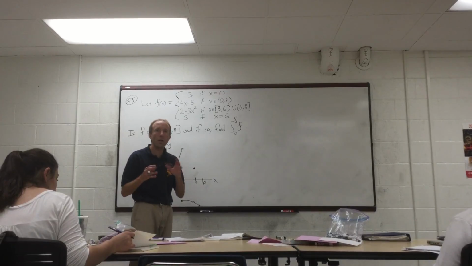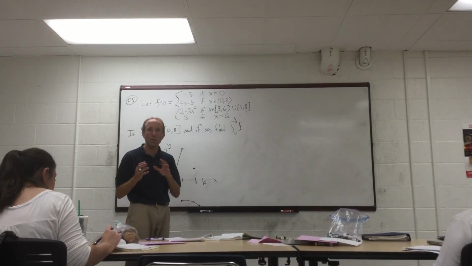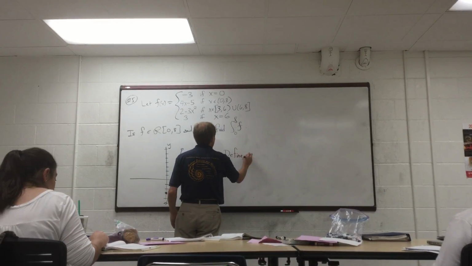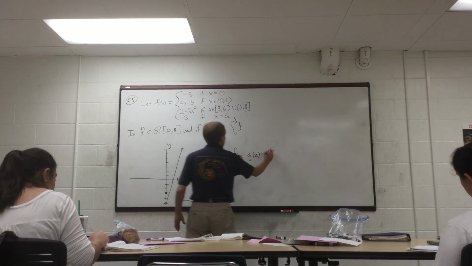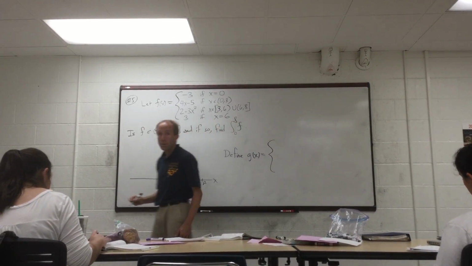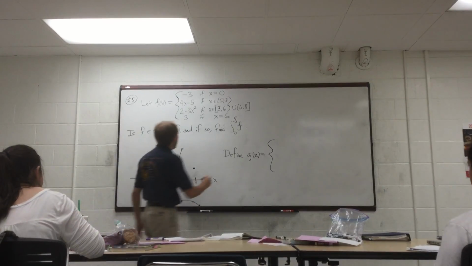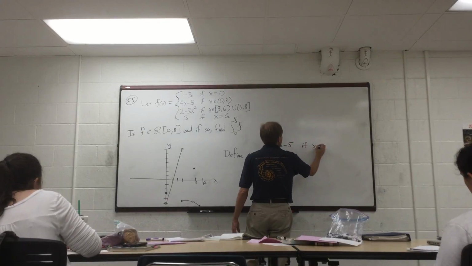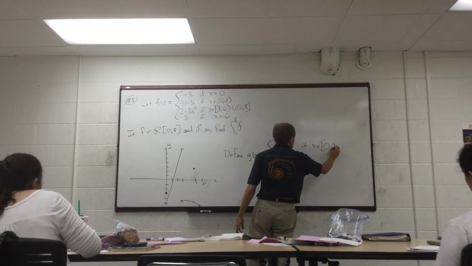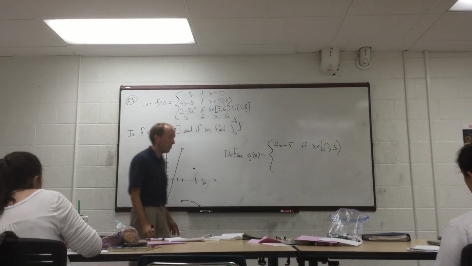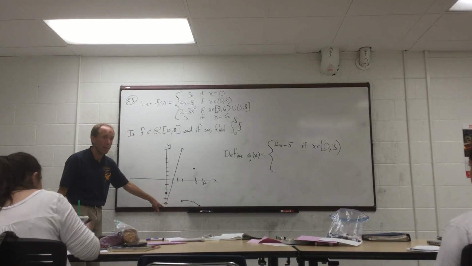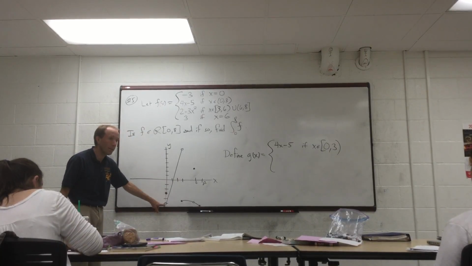So actually I would like to try to define the new function, right? So I'm going to define g of x as follows. Okay, I'm going to have to do this in pieces as well. I'm going to define g of x to be 4x minus 5, and that's if x is in the closed interval from 0 to 3. So I'm actually going to fill this hole if I do that. Okay, I'm filling this hole right here.